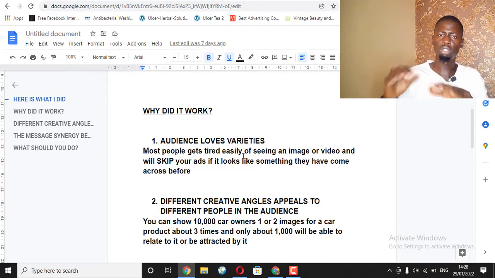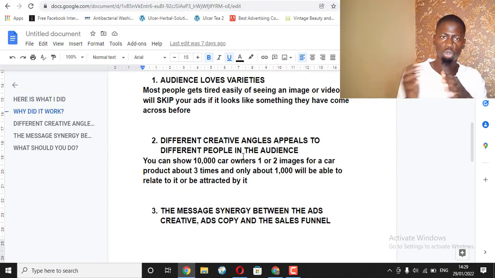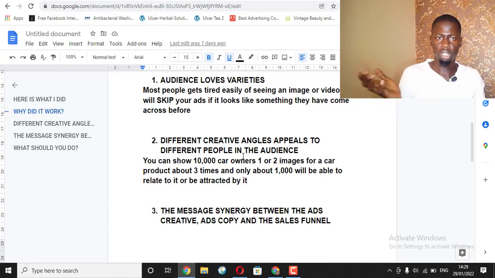The second reason I think this works is that I used different creative angles that appeal to different people in the audience. Let's say you show 10,000 car owners one or two images of a car product about 3 times, and only about 1,000 people will be attracted to it, because different people are appealed to by different kinds of images. Yes, maybe they all have cars, but not all of them might be attracted to the kind of image you put out the first time. So maybe only about 1,000 out of 10,000 people will click through your adverts.